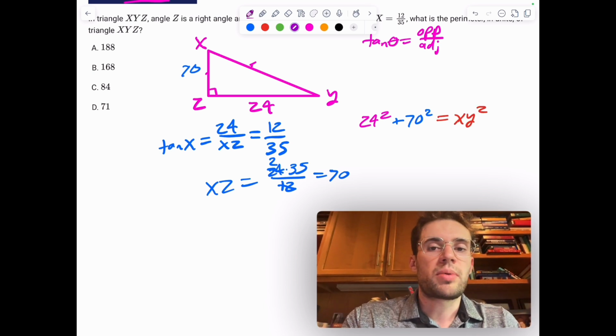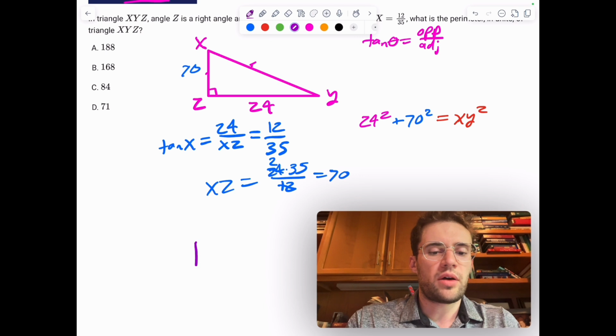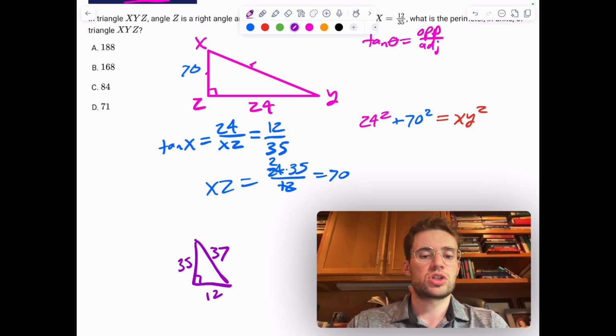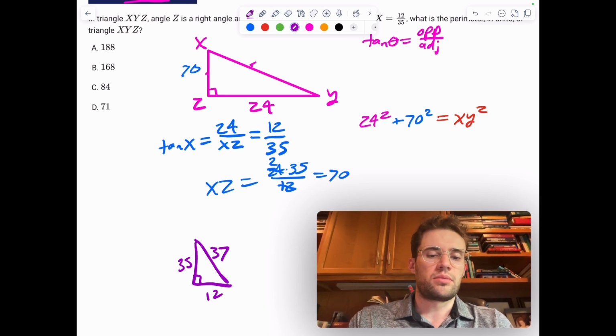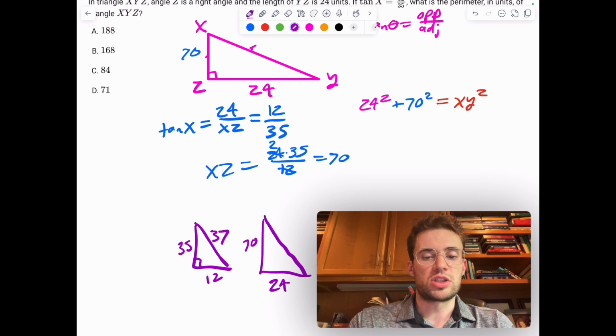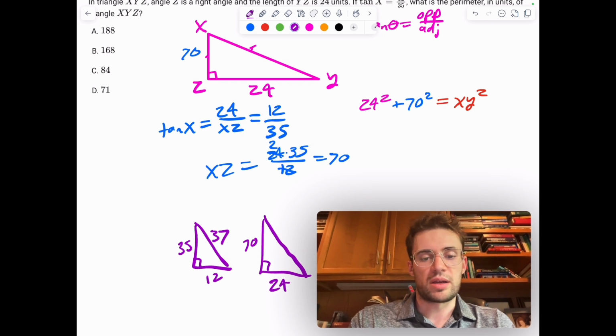Other thing you could do, if you know your Pythagorean triples, 12, 35, 37 is actually one of the Pythagorean triples, which means it's a set of 3 relatively prime integers that would work for a squared plus b squared equals c squared. And in this case, this is just 12, 35, 37 scaled up by a factor of 2. You're doubling the 12, which makes 24. You're doubling the 35, which makes 70. And that would mean that we should double the hypotenuse, 37, to make this into 74.